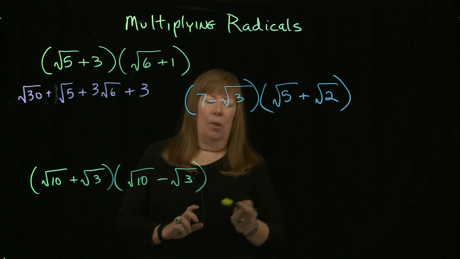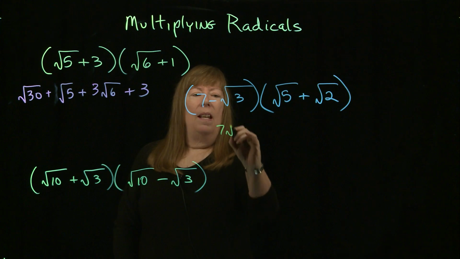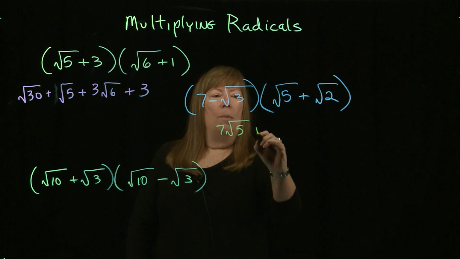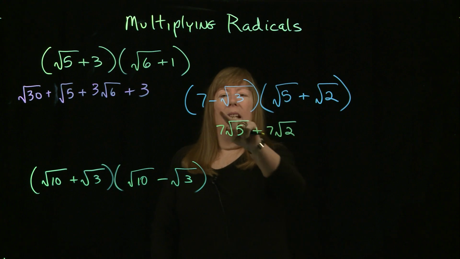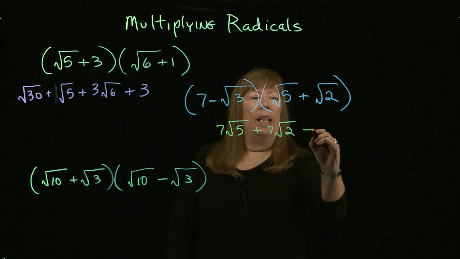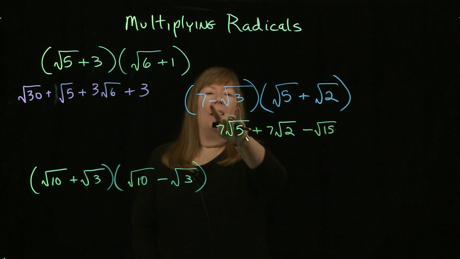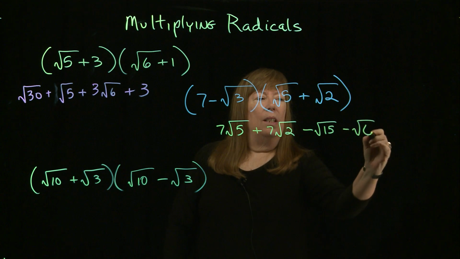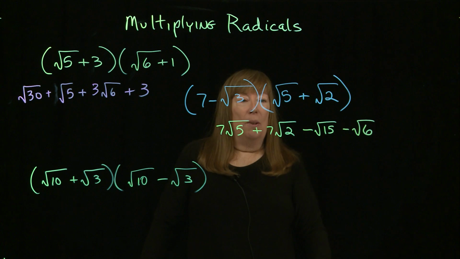Binomial times a binomial. It's always going to be FOIL, right? 7 times the square root of 5 is 7 times the square root of 5. Outsides, 7 times the square root of 2 is 7 times the square root of 2. Insides, negative square root of 3 times the square root of 5 is negative square root of 15. And last, negative square root of 3 times square root of 2 is negative square root of 6. There's nothing else we can do with that. We're done.